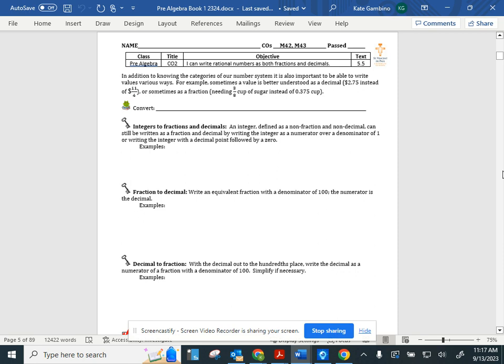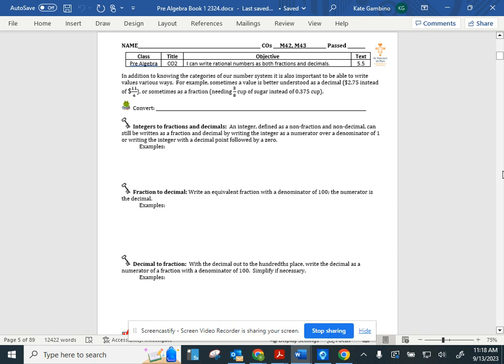In addition to knowing the categories of our number system, it is also important to be able to write values in various ways. For example, sometimes a value is better understood as a decimal when you're dealing with money. It's $2.75. We use that decimal to show the cents. Instead of, oh my, look at this fraction that we would have for our money.